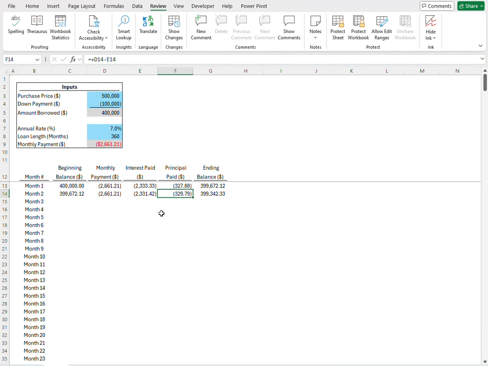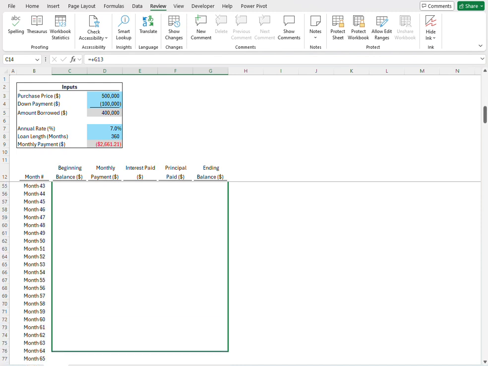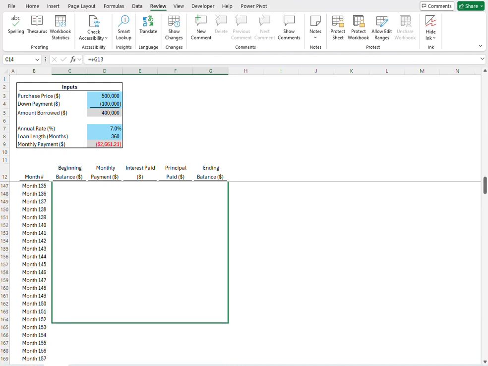And so you can see just going from month 1 to month 2, our interest amount went down just by a few dollars and our principal amount went up. We paid down just a little bit more principal in month 2 versus month 1. All right, then what we can do is just drag this month 2 down to the very end, down to month 360.